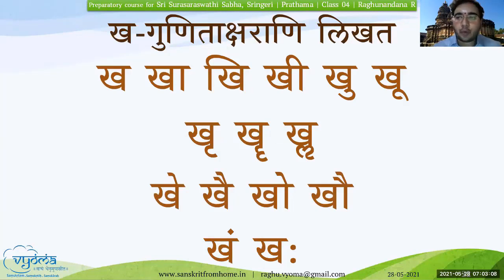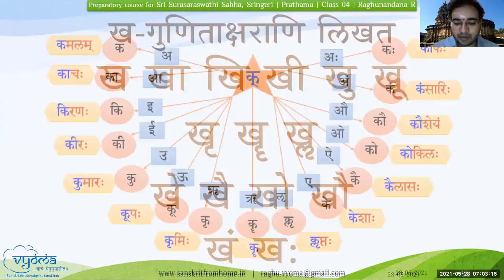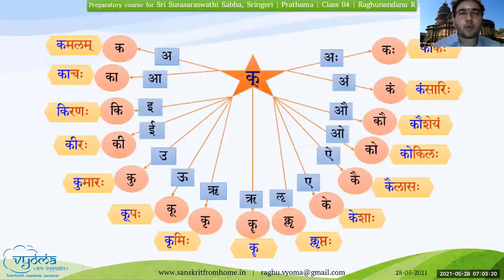Now we will do one more exercise, that is to find words corresponding to each of these Gunitaksharas. This is a very important and interesting assignment and activity that all of us can do. So write the Gunitaksharas of any letter of your choice. For example, I have chosen Kakara, and I will write the Gunitaksharas Ka, Ki, Ku, and so on.